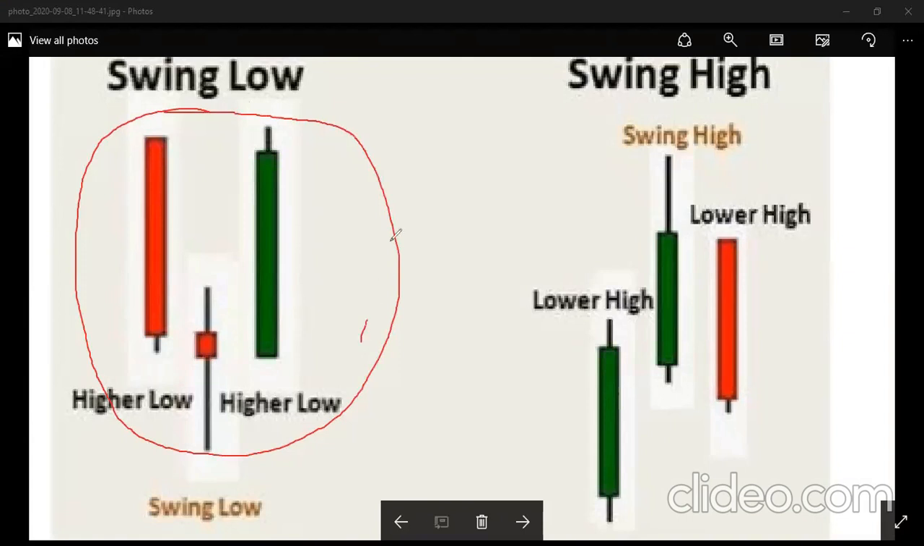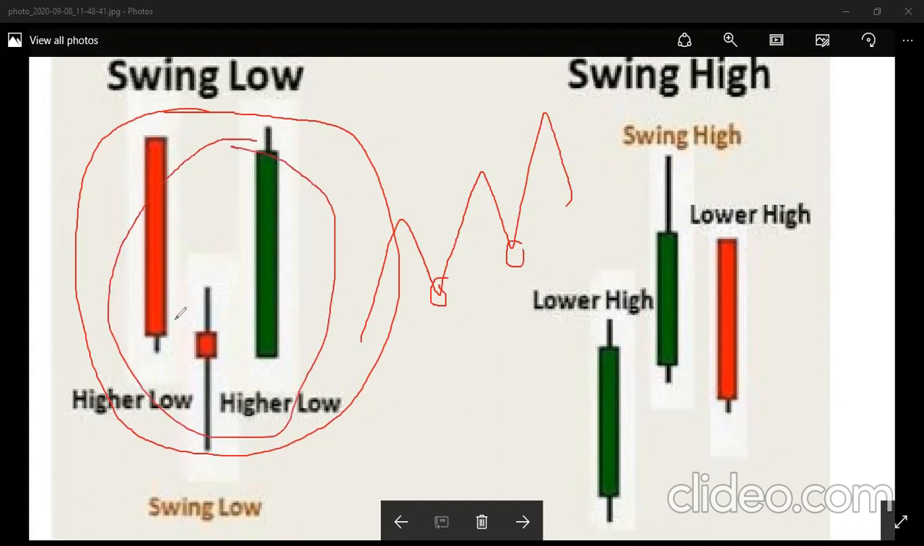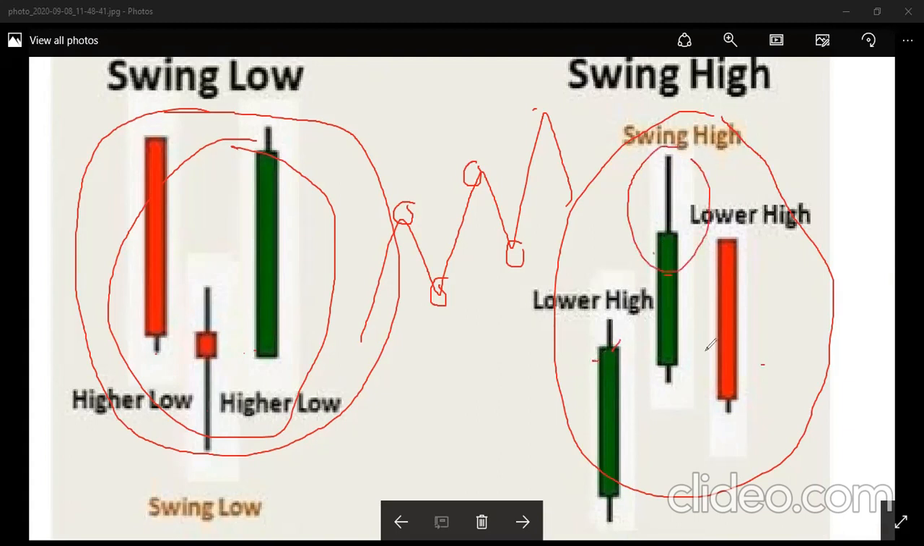These higher lows look like this. There's a 3-candle pattern where the middle candle is lower than the other 2 candles. That's what you call a higher low. These higher highs look like this. It's called a swing high. It's also a 3-candle pattern. They're all 3-candle patterns, 1, 2, 3. The middle one is higher than the other 2.